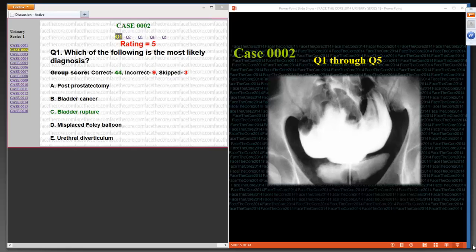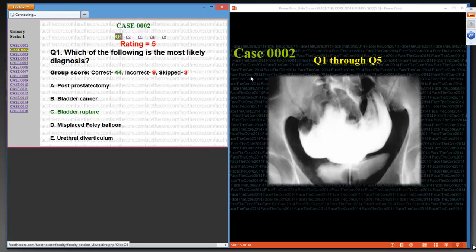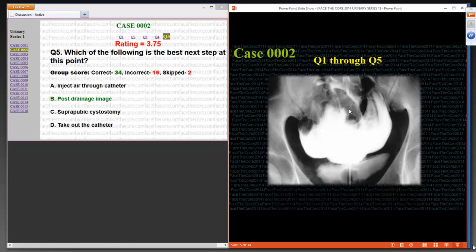Can you explain case 2, question 5? Why do you do a post-drainage image? Post-drainage image is done in all cystographic studies. Anytime you look at the bladder, you see it full, then you do a post-drainage image. The reason is that you do not know what else is being obscured by the contrast within the bladder. Is there any extraperitoneal rupture also? We don't know unless we do a post-void or post-drainage image.